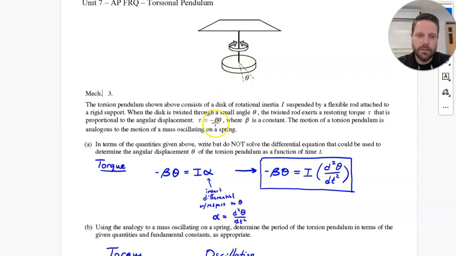The torque due to that twisted flexible rod is given here as negative beta theta. Since they're giving us this function, we're going to use that as a restoring torque instead of the mgd sine theta that we did for a physical pendulum. Notice here in A it says, in terms of the quantities given above, write but do not solve the differential equation that could be used to solve for the angular displacement as a function of time. That means that our differential has to be a derivative form of theta with respect to time. Since our function here is also in terms of that same theta, then we have to use the second derivative like we did with the second derivative of position, x, in time, but with theta instead of x.